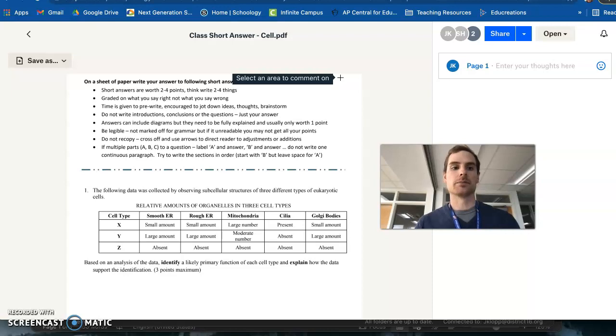There is time given to pre-write and write things down. You're encouraged to jot things down, brainstorm, what have you. Don't write introductions or conclusions to these questions. Just answer the question. That's key with AP. What are they asking you? And did you answer it? Answers can include diagrams. So like for this one, you could add a table. But they need to be fully explained. Be legible. Make sure I can read what you're writing.